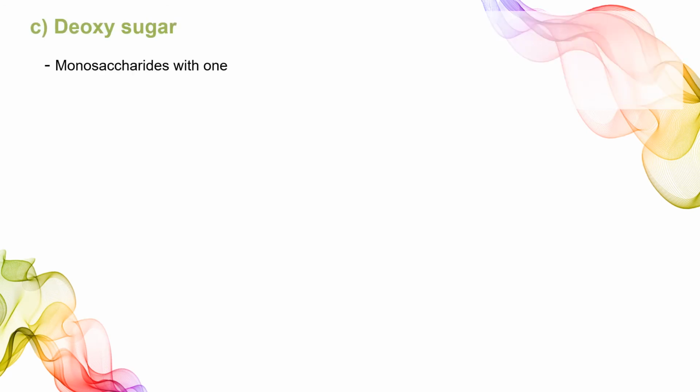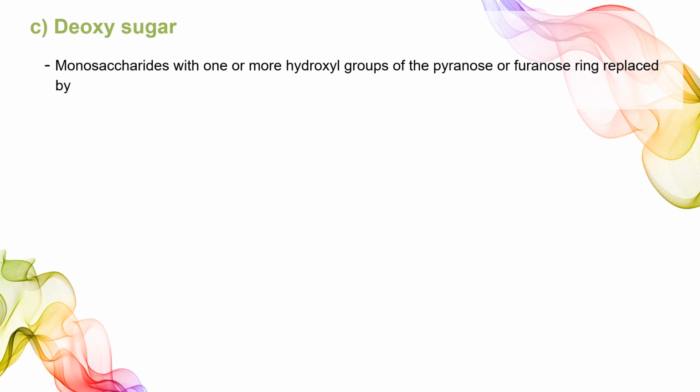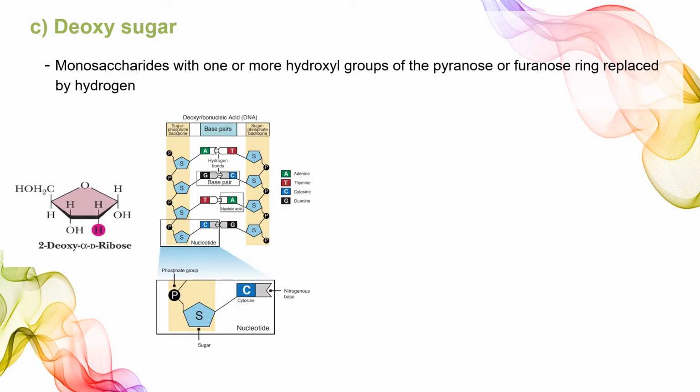Next is deoxysugar. It is the derivatives that consist of one or more hydroxyl groups of the pyranose or furanose ring replaced by hydrogen. A well-known example is 2-deoxyribose, which is a component of deoxyribonucleotides, the repeating units of DNA. It is the derivative that has the hydroxyl group at carbon 2 replaced by hydrogen.